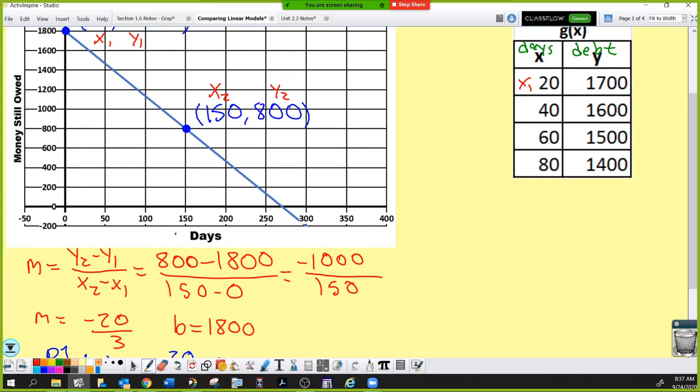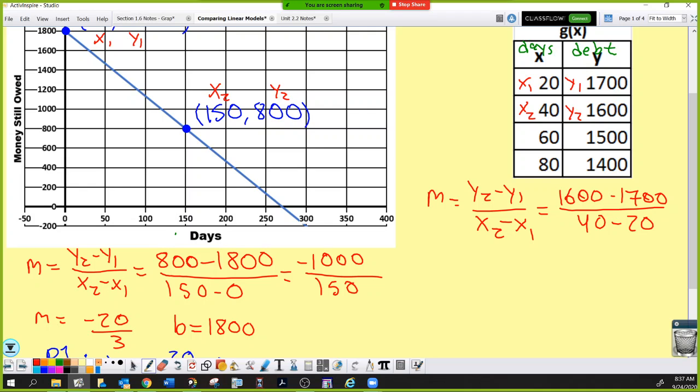So x1, y1, x2, y2. Notice how I always write the equation? This is why I don't mess up my negative signs. I always write the equation and then I substitute. So 1600 minus 1700 divided by 40 minus 20. That gives me negative 100 over 20, which is negative 5.